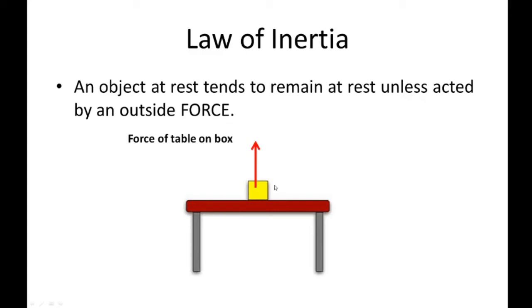Okay, so let us identify the pair forces that exist in this scenario. Between the box and the table, there are two pair forces: the force of the table on the box and the force of the box on the table. Now, if we include Earth, we have more than one pair of forces in this scenario.